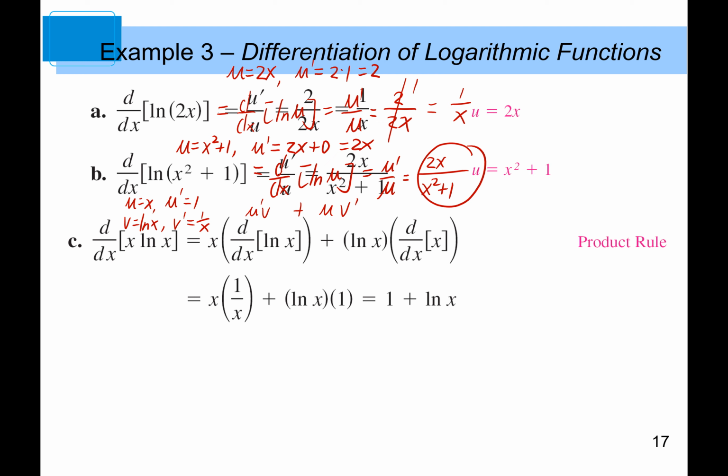Then becomes ln of x times 1. And x times 1 over x. The final answer is 1 plus ln of x.